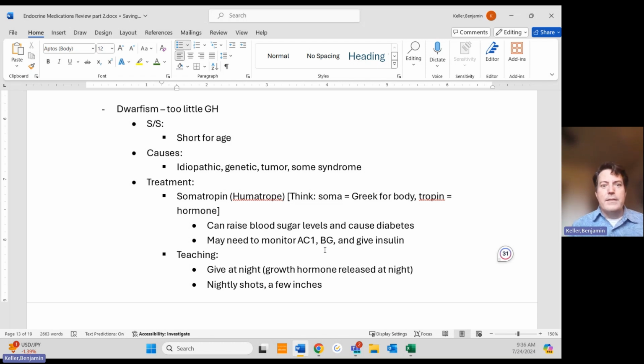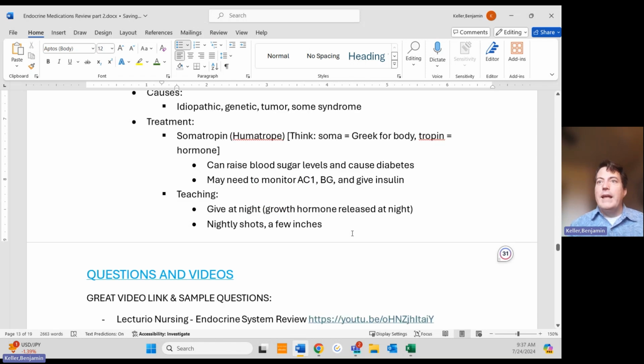And so they're monitoring things like their A1C and their blood glucose. They've gained quite a bit of height, but they may end up gaining some diabetes too. So it's always risk versus benefit, right? The teaching is you want to give it at night because growth hormone is released at night, and it's their nightly shots. I think they get shots 6 out of 7 nights a week, and it's just part of their routine and has been for a couple of years. But therapy's going well for them.